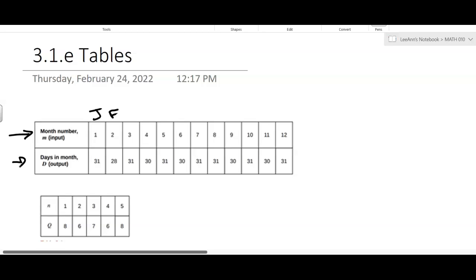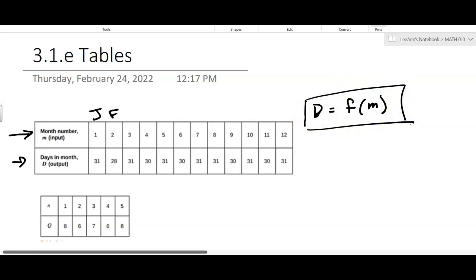And so what we're going to say is D, the days, is equal to F of M. Okay, so depending on the input, the month, that will tell us how many days are in the month. Okay, and so this is the relationship right here, the equation. This is the output, D, and the input, M. Now, you might say, well, what about the F? That's the name of the function. It's the F function. Like, they could have used another letter, but they use a lot of F, G, and H for functions, but you don't have to.